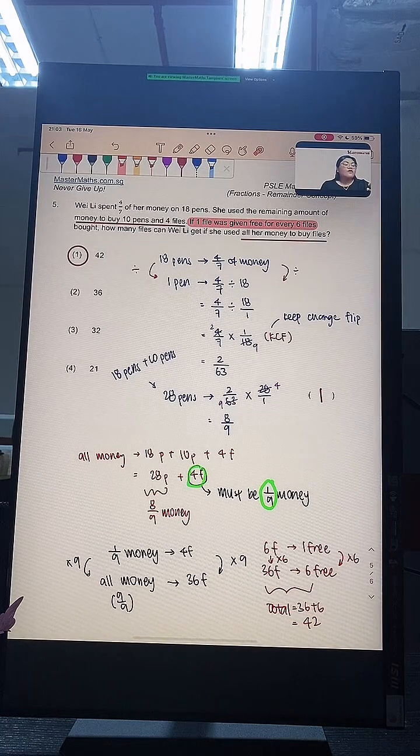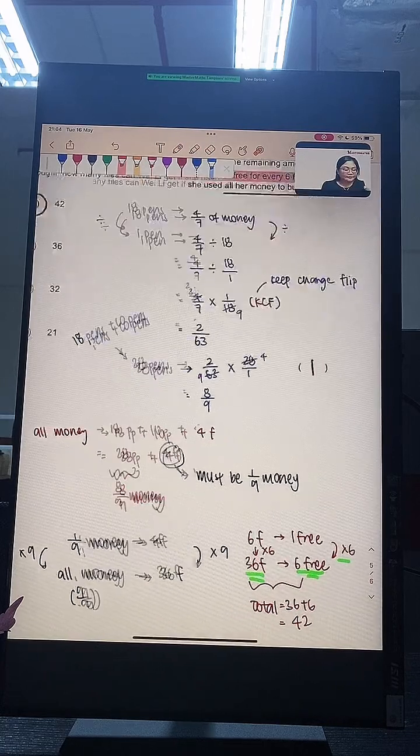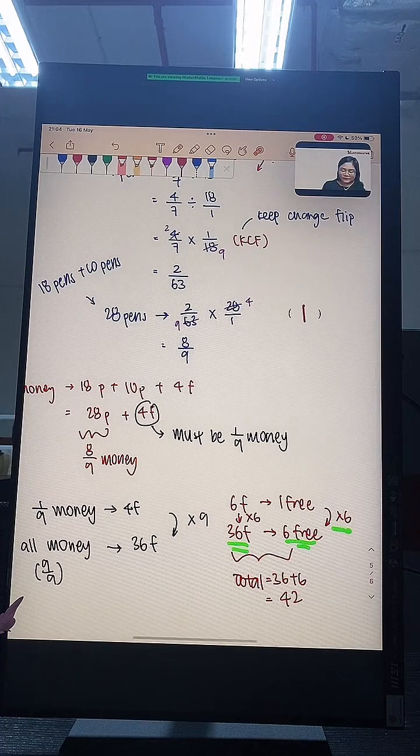Okay? So if 4 files is 1 out of 9, all the money would be 36 files, multiplied by 9 throughout. Okay, times 9, times 9, so that we have 9 out of 9. Alright, then for every 6 files, you get 1 free. So if I have 36 files, all my money I can buy 36 files, I will get 6 free files, multiplied by 6. Okay, so with these 6 free files, the total would be 36 plus 6 to give us 42. Alright.